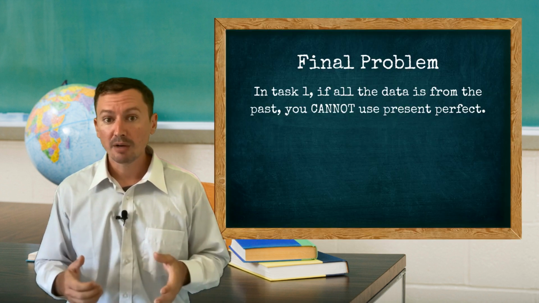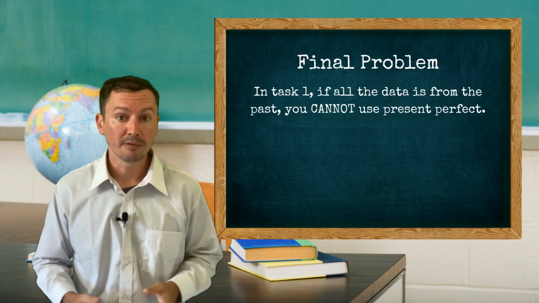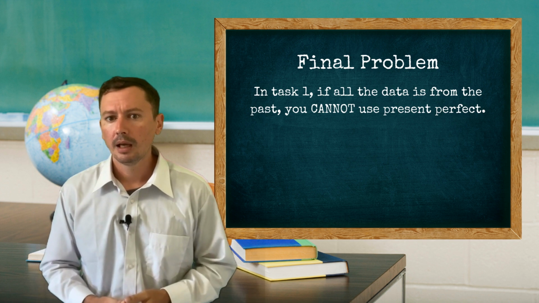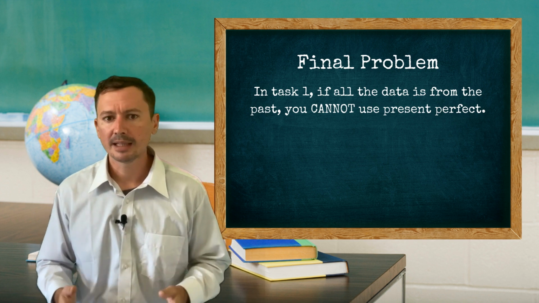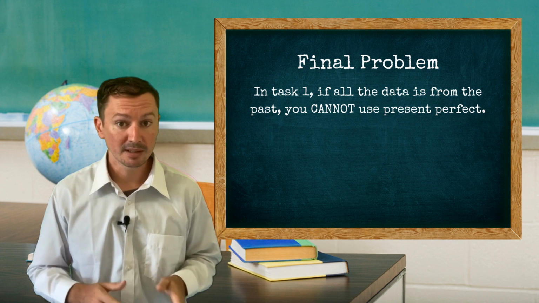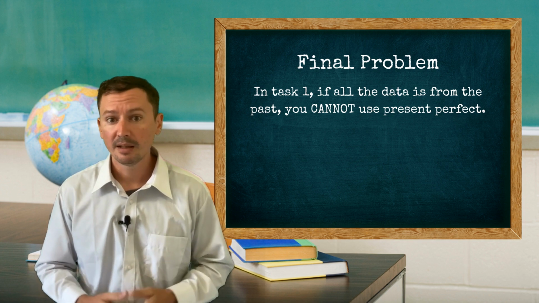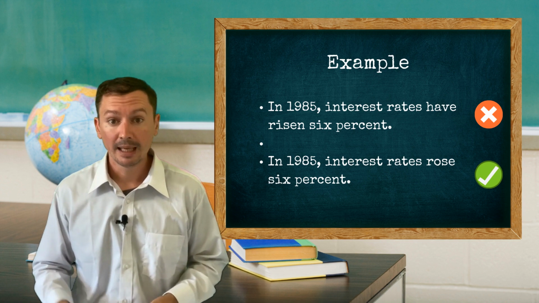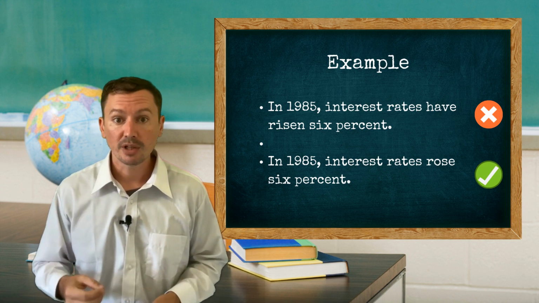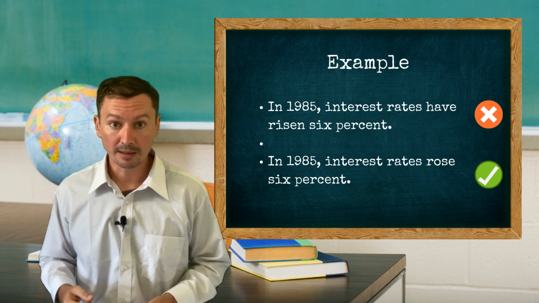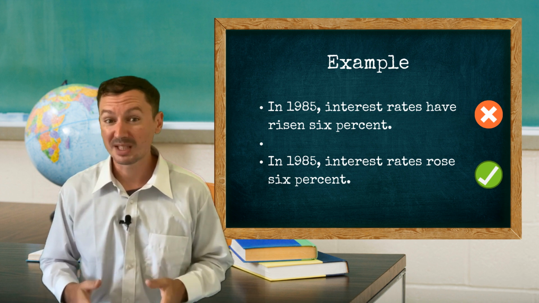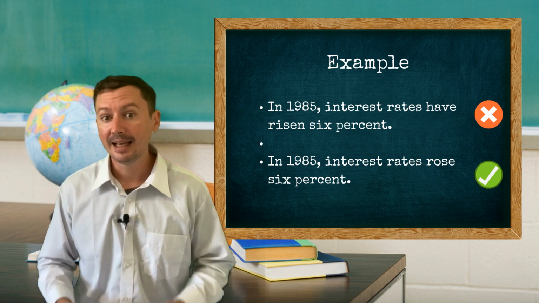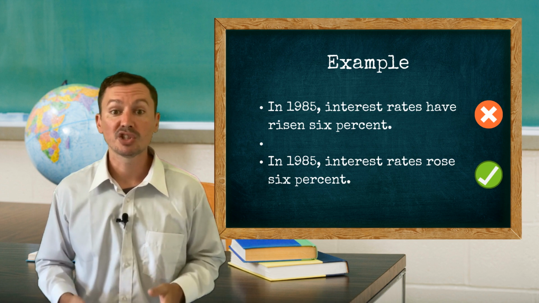Finally, it is quite rare, but sometimes people use the present perfect instead of another verb. I only really see this error in Task 1 reports because the time periods can be confusing and sometimes this leads people to make silly errors. For example, they might say, "In 1985, interest rates have risen 6%."